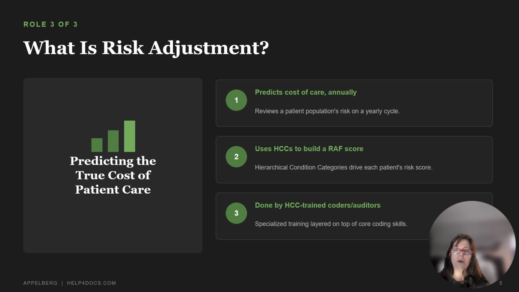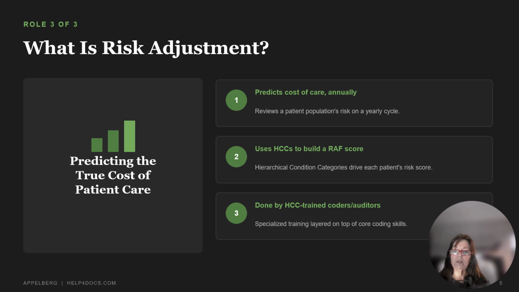So this is why risk adjustment teams, which are often coders with specialized HCC training, sometimes called risk adjustment coders or auditors, care so intensely about chronic conditions being documented every single calendar year, even if the condition hasn't changed. A patient's diabetes doesn't go away just because nobody wrote it down this year, right? But if it's not documented and coded annually, it disappears from that patient's risk profile and funding drops accordingly. And that's not fraud, that's the system working as it is designed.